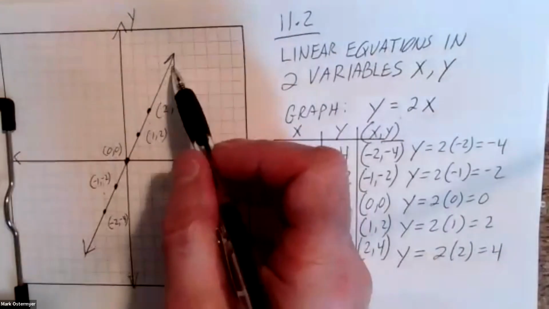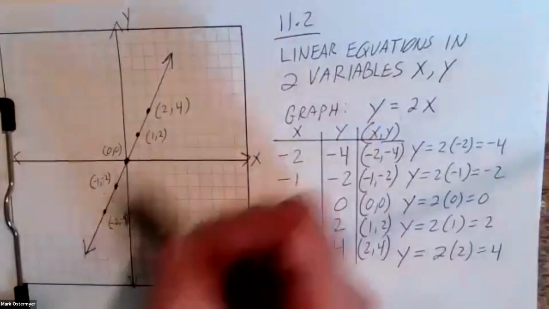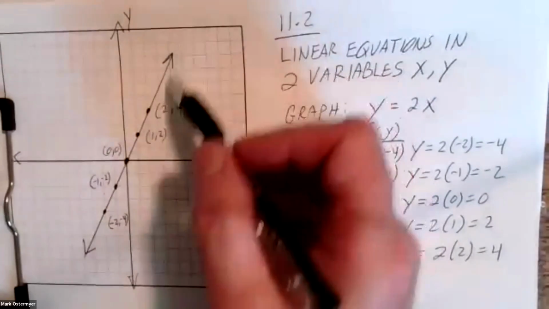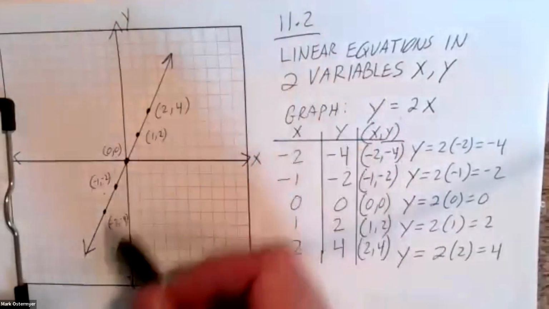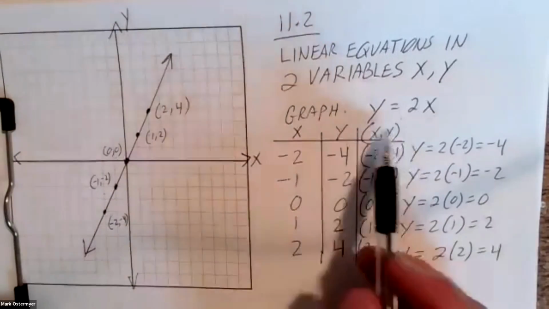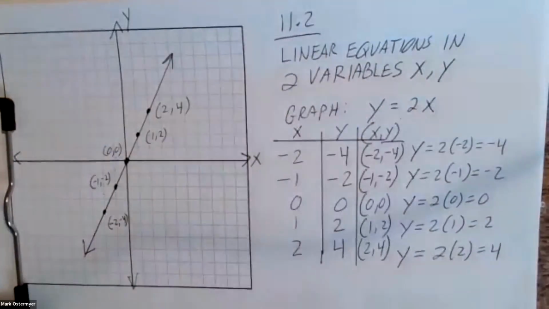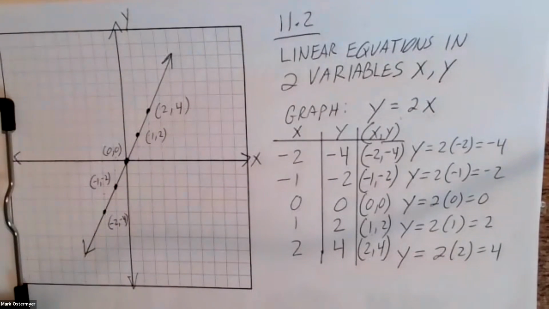These arrows mean this line goes forever in respective directions. How many points are on this line? There's an infinite number of points on this line. Infinite number. And that's why there's an infinite number of solutions to this equation, correct? Mm-hmm.